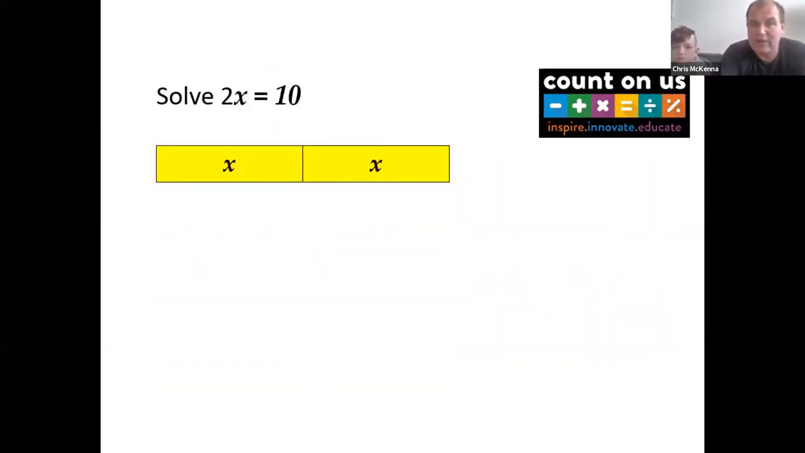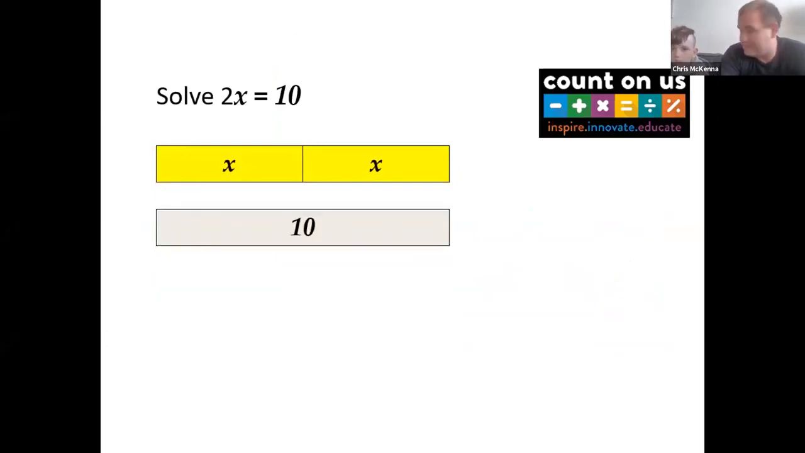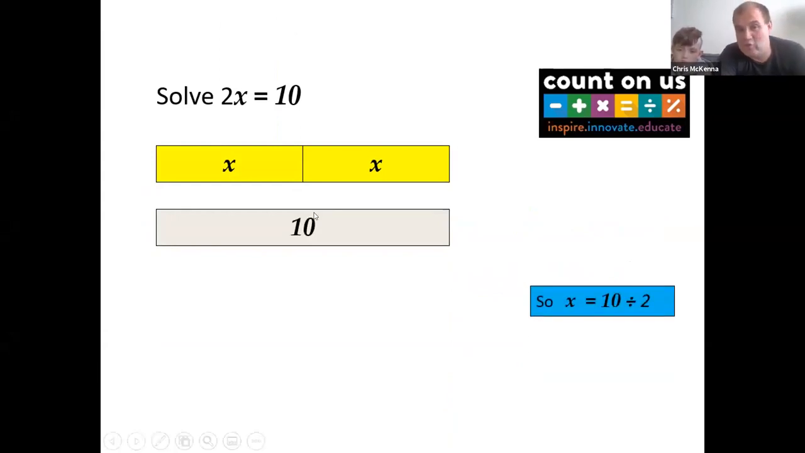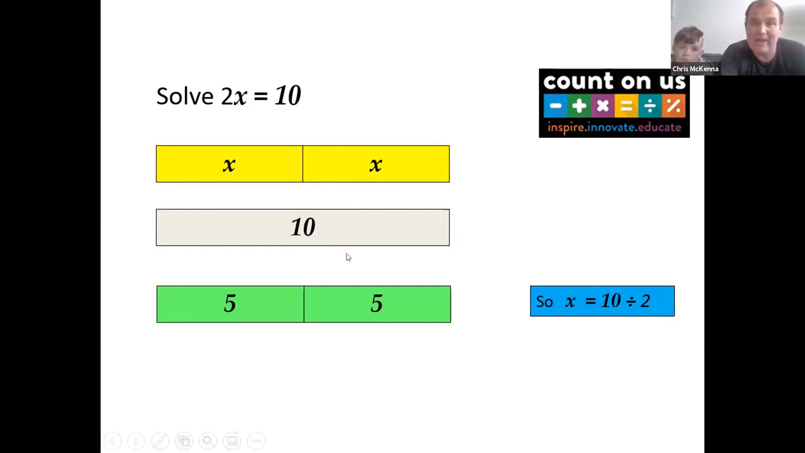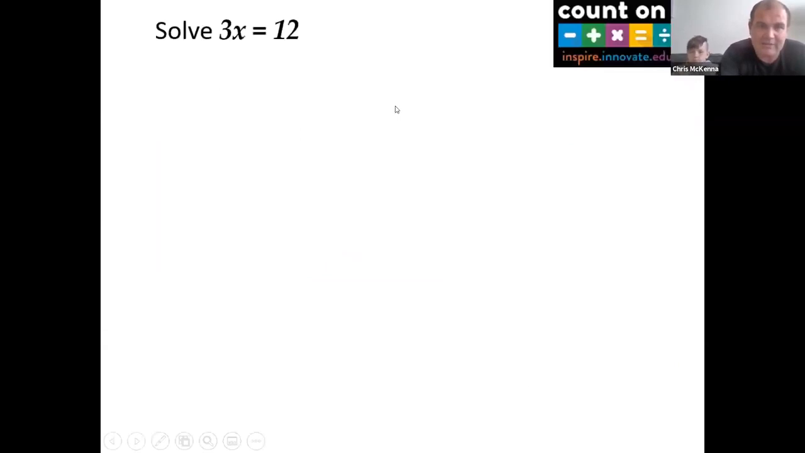Or another way of modelling it out is say I've got an x and an x, I've got 2x, that equals 10, doesn't it? But what I have to do is I have to say, right, well, I'm going to split this 10 into 2 bits to work out what it is. So I split the 10 into 2 bits and I can see it must be 5 and 5. So x equals 5. So again, these are just other ways to kind of model the algebraic equation. Hopefully it's making sense.